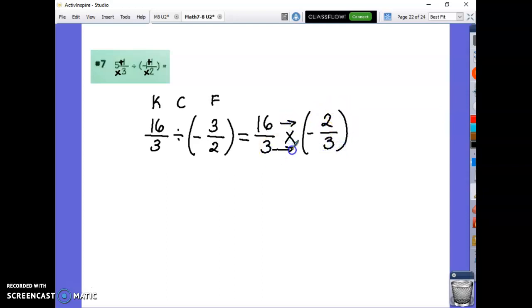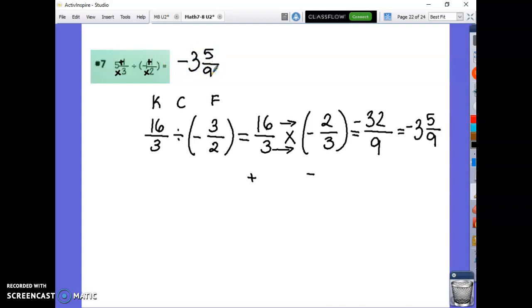Now go ahead and multiply straight across. 16 times 2 is 32. 3 times 3 is 9. We have a positive fraction multiplied by a negative fraction, so our final answer is going to be a negative number. But we do have an improper fraction, so we are going to divide 32 by 9. That gives us 3 with a remainder of 5 over 9, and that is a negative 3 and 5/9.